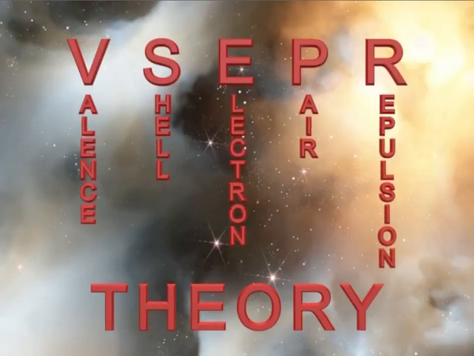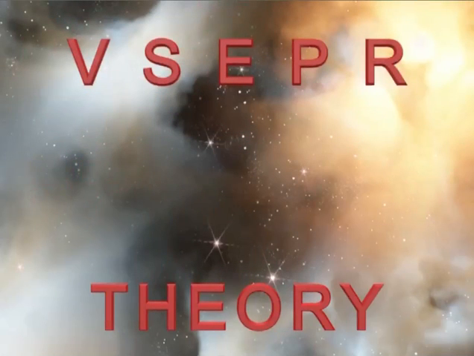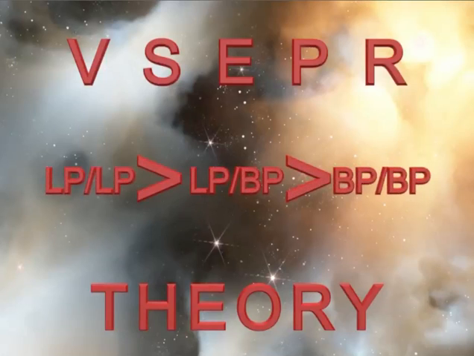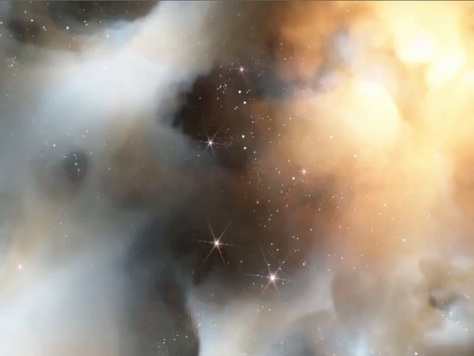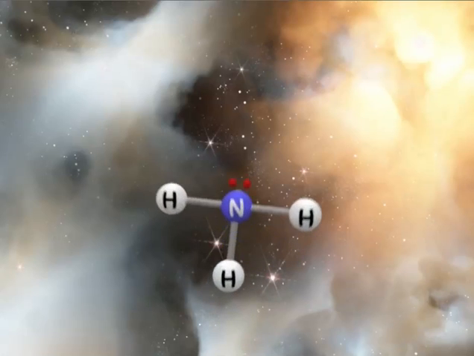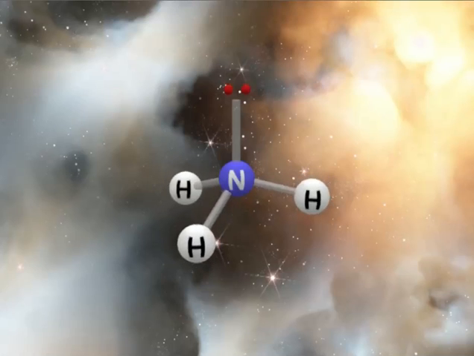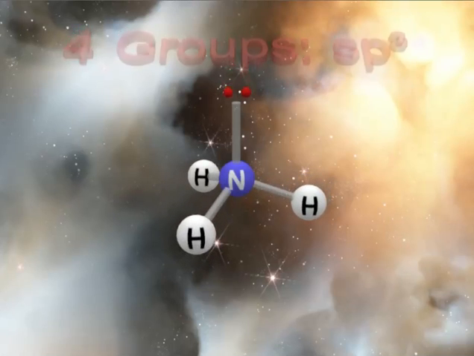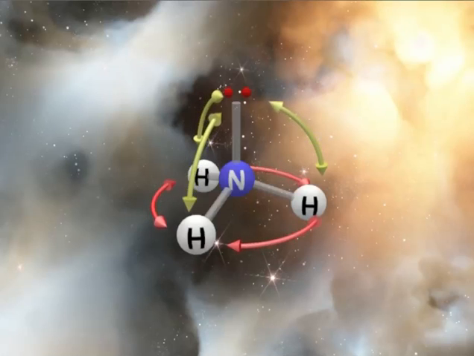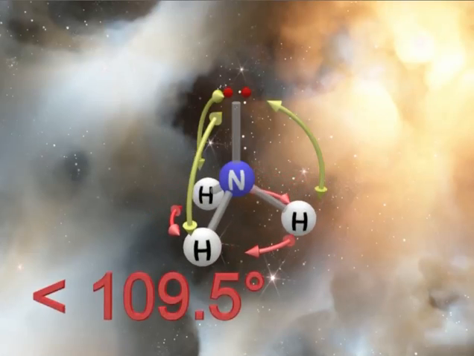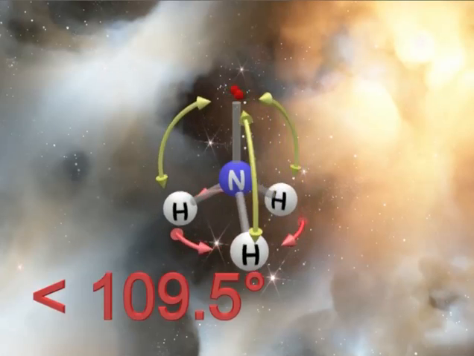VSEPR, valence shell electron pair repulsion theory, allows the chemist to make predictions regarding deviations from ideal bond angles. A general trend that allows predictions from ideal bond angles is lone pair-lone pair interactions are greater than lone pair-bonding pair interactions, which are greater than bonding pair-bonding pair interactions. The sp3 hybridized nitrogen within the ammonia molecule has 3 lone pair-bonding pair interactions, which will cause the 3 hydrogen atoms to become closer than their ideal bond angle of 109.5 degrees, about 106 degrees.